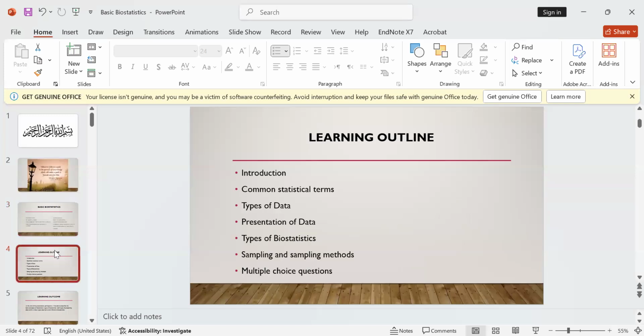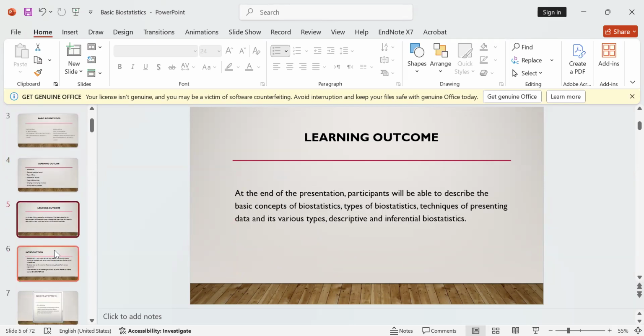Learning outline: introduction, common statistical terms, types of data, presentation of data, types of biostatistics, sampling and sampling methods, and at the end, multiple choice questions. Learning outcome: at the end of the presentation, participants will be able to describe the basic concepts of biostatistics, types of biostatistics, techniques of presenting data and its various types, descriptive and inferential biostatistics.